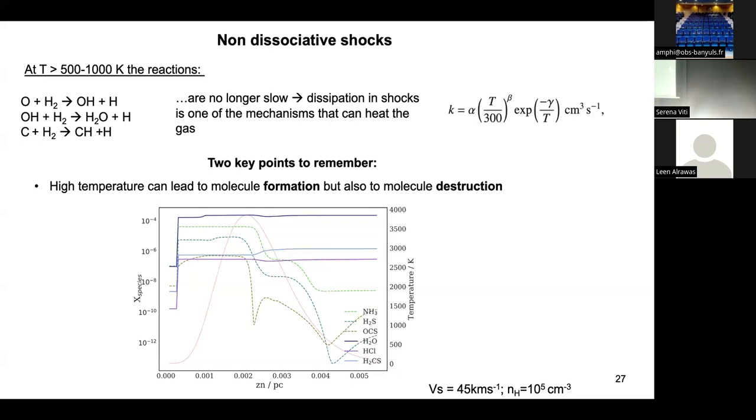Ammonia, on the other hand, which is this one here, as the temperature increases, this curve here is the temperature, increases and then decreases. So as the temperature varies, ammonia gets quickly destroyed, okay? So again, a flavor for how molecules can be used. You can pick and choose your molecule, but you need to understand how and why molecules form and get destroyed. Otherwise, you don't know which molecules to pick to trace a specific process.